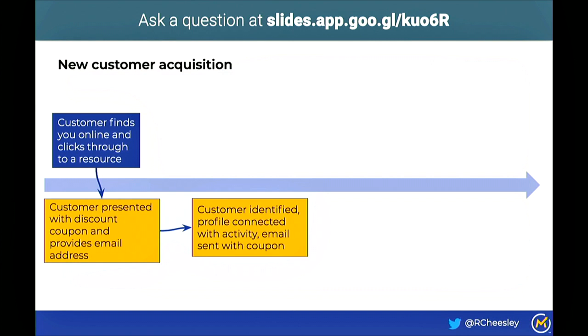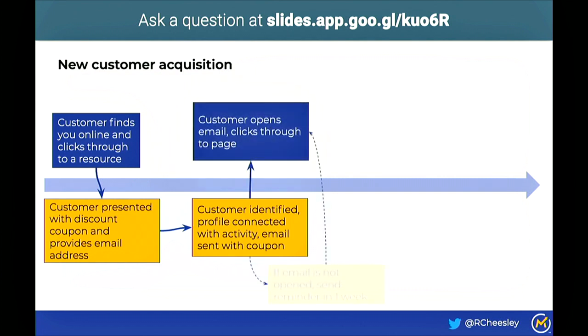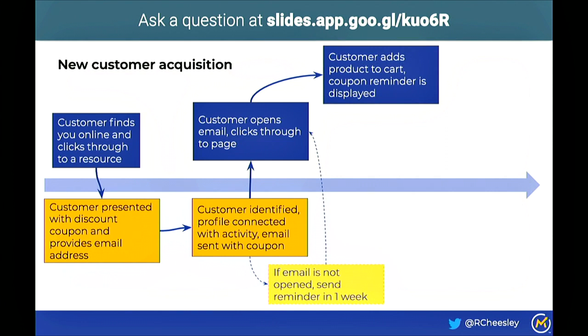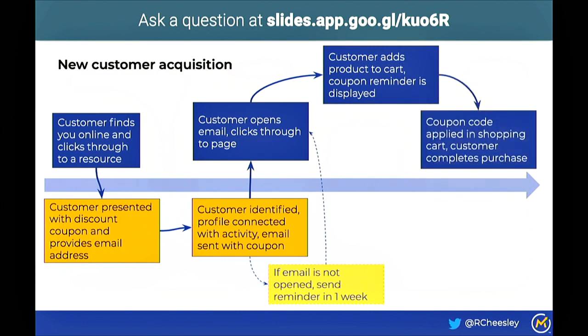You can track whether they've opened that. You can track what links they're clicking on. So they open the email and click through, but if they don't, you can send them a reminder automatically within a specific time period. And that can flow down into all kinds of different actions you might want to take as a reminder. So they add the product to the cart. The coupon reminder can be displayed when they're in the cart to say, don't forget you've got this coupon.